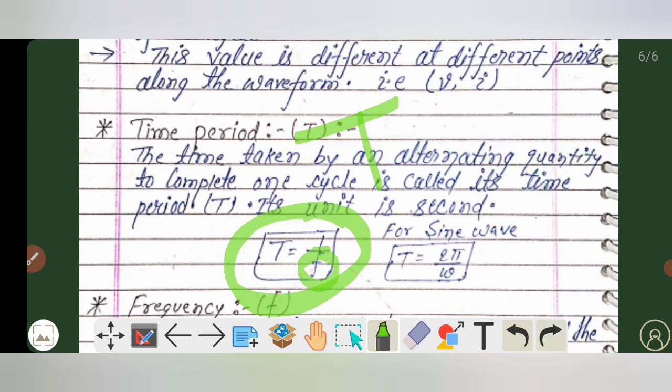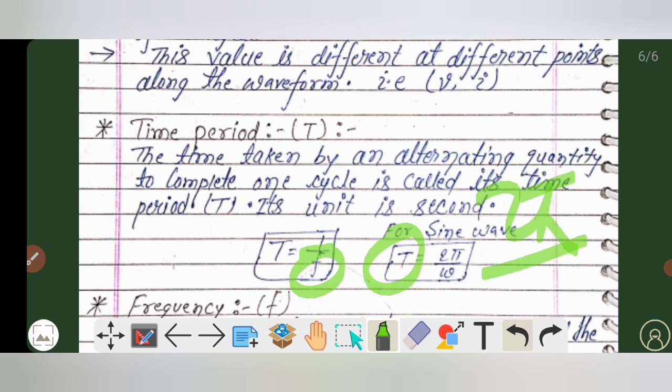Now my dear friends, as we know, omega is equal to 2 pi f, so frequency is equal to omega by 2 pi. If we put the value of f here, the value of time period will be 2 pi by omega. Now this was the definition of time period and its formula.